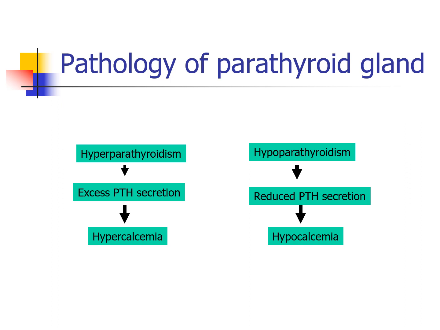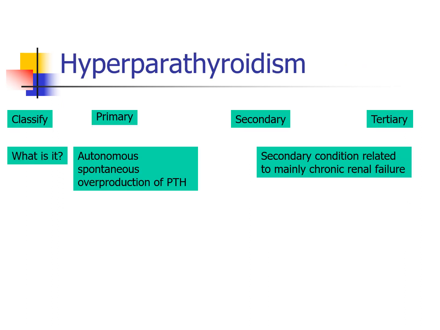First is hyperparathyroidism, which is excess of parathyroid hormone secretion and thus causes hypercalcemia. Another is hypoparathyroidism, which is reduced parathyroid hormone secretion and thus causes hypocalcemia. First, we look at hyperparathyroidism. It is classified into three: primary, secondary, and tertiary.